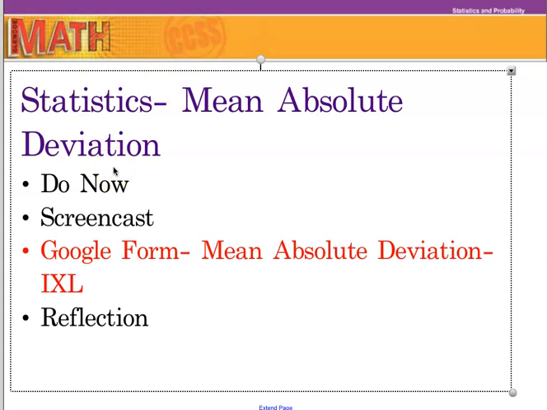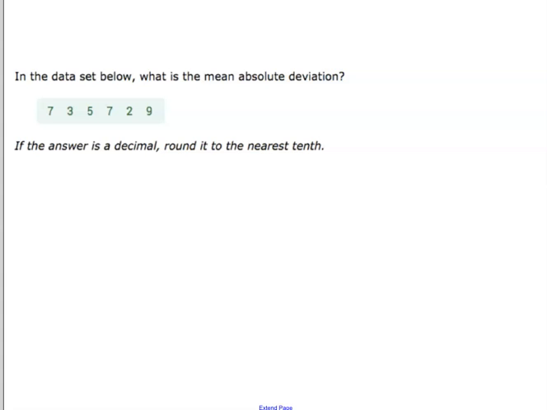As always, don't forget your do now. If you didn't understand yesterday's lesson, please watch this video. I will go through a few examples right from IXL, then complete the Google form, and when you're done, complete the reflection. So to find the mean absolute deviation, you first have to find the mean of the set.